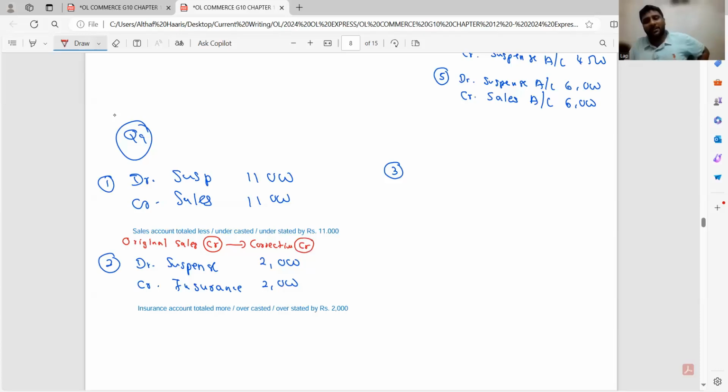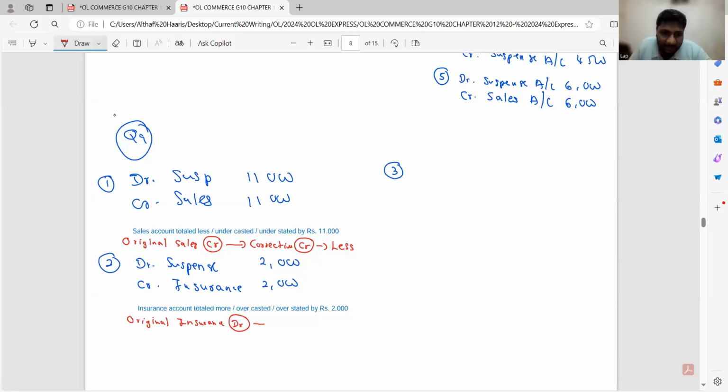That means, people, obviously the amount that you have included is less. Look here. Original insurance, tell me, children, is it a debit or a credit? Original insurance means expense. Expense means debit or credit? It is a debit, children. Debit.